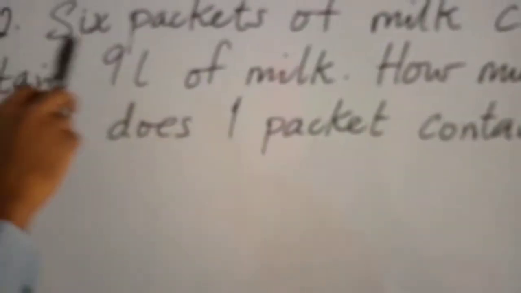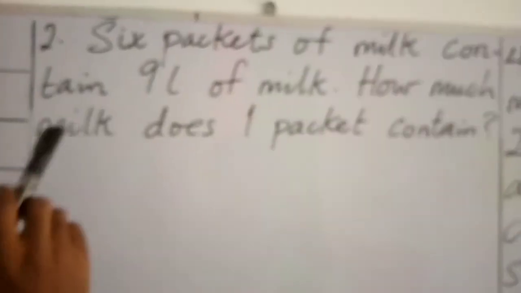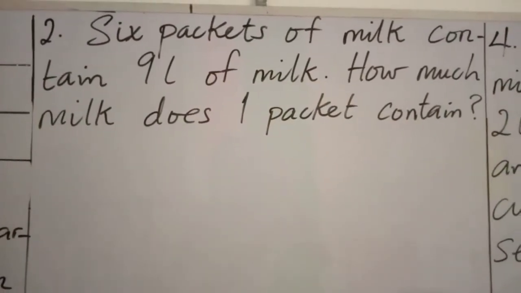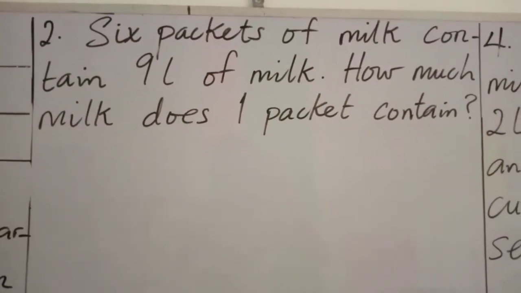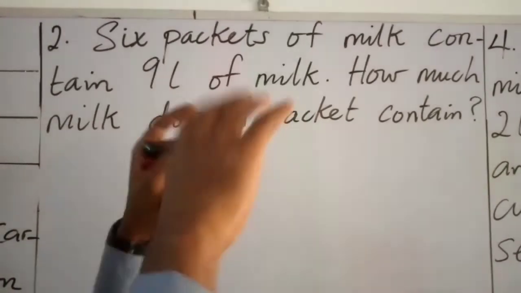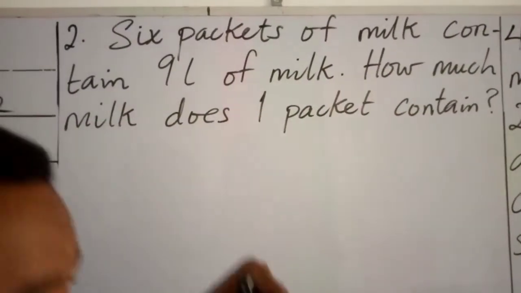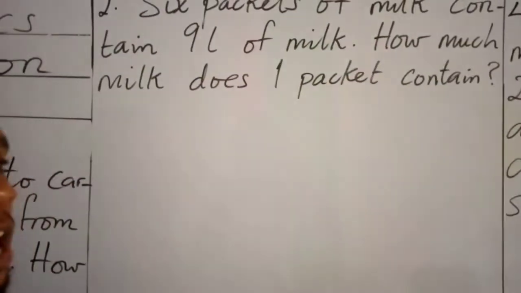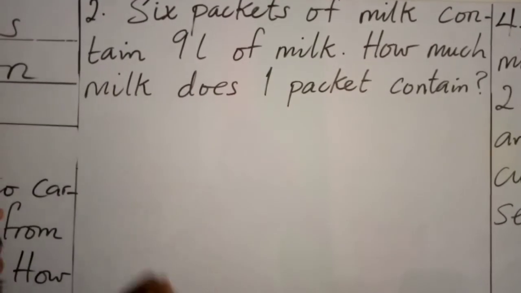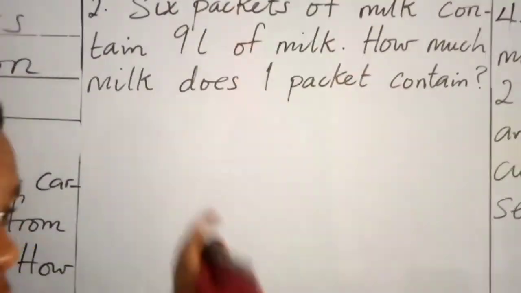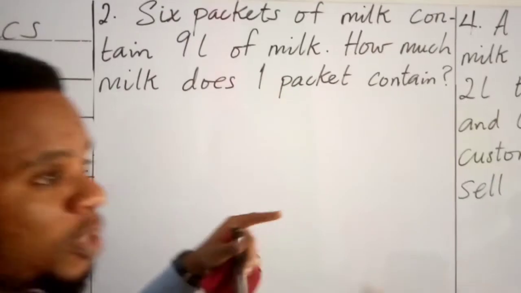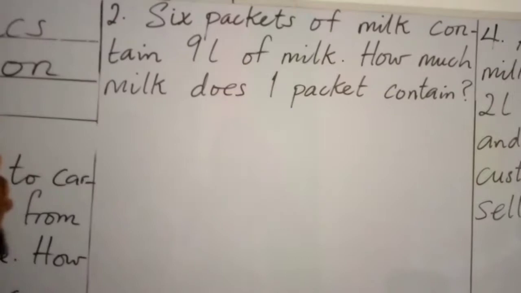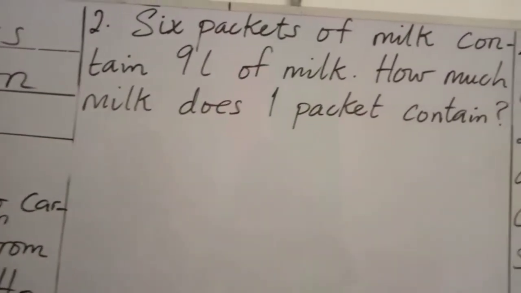Number 2: 6 packets of milk contain 9 liters of milk. Remember, L is liter. How much milk does one packet contain? Remember, we have to get one out of many. So we have many and we have to get one, so we have to reduce. In doing that, we have to use division. If you have to get many out of one, many means more, you multiply. But now we are asked to get one out of many. One out of many means we divide.